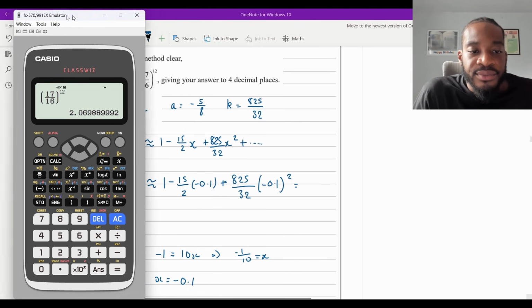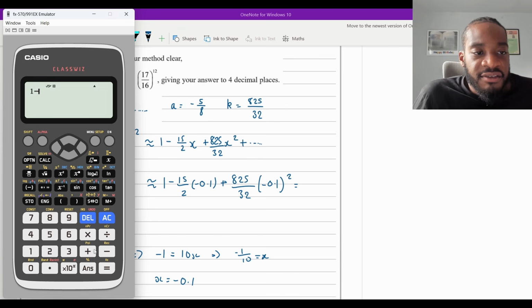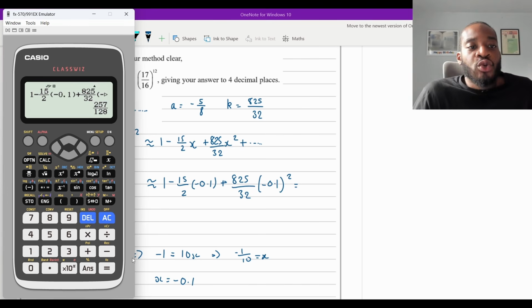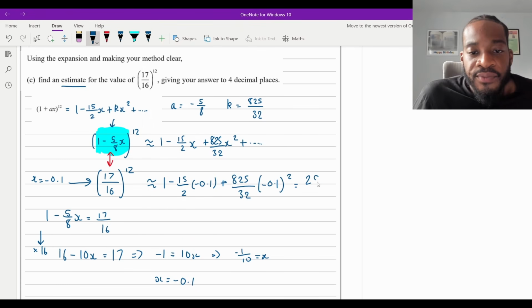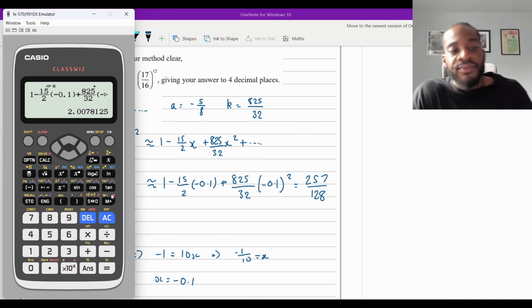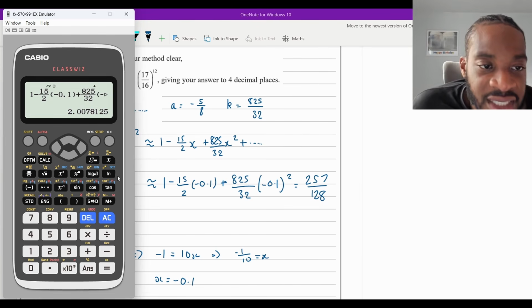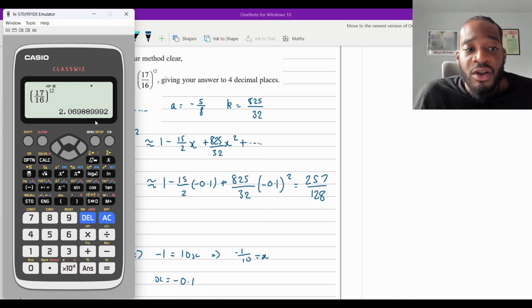So let's plug that in and see what we get now. So it's going to be 1 minus 15 over 2 times minus 0.1 plus 825 over 32, and then minus 0.1 all squared. That is 257 over 128. Now, what is that actually equal to? Let's have a look. If I press SD, I get 2.0078125, which is very, very close to that number. So this is definitely a good answer for sure.